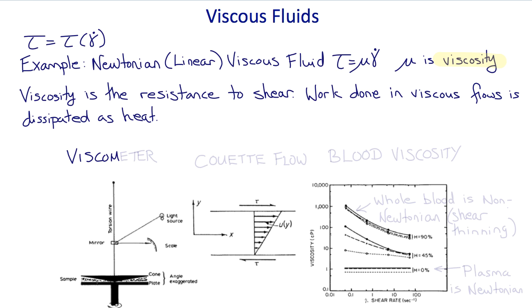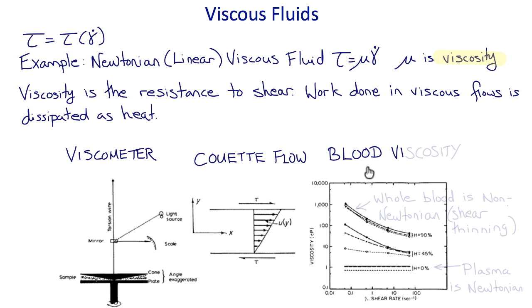A viscometer measures the viscosity by measuring the torque required to rotate a disc above a stationary plate with a layer of fluid on it. A viscometer creates a type of flow called a Couette flow, with a linear gradient of velocity from zero on the bottom to some finite value on the top, and the gradient of this velocity is the shear rate. And by measuring the force or torque required to produce that motion, the shear stress can be computed, and thus the ratio of the shear stress to the shear rate is the viscosity.